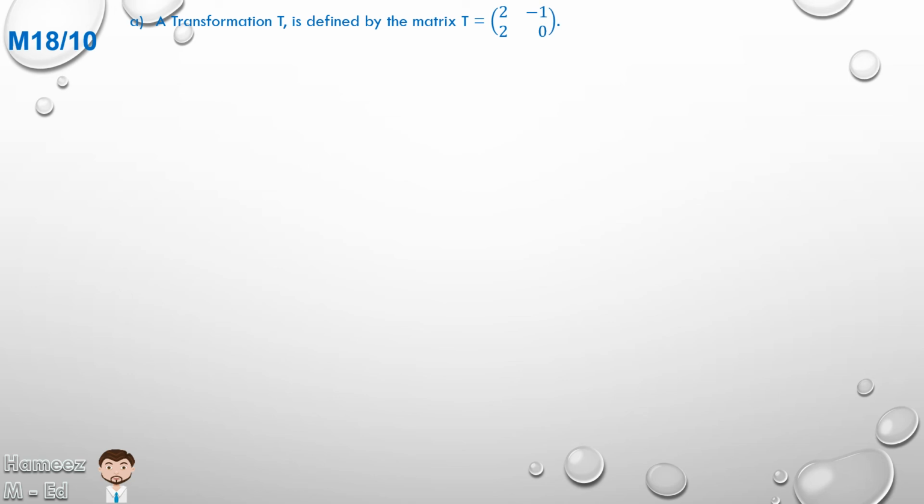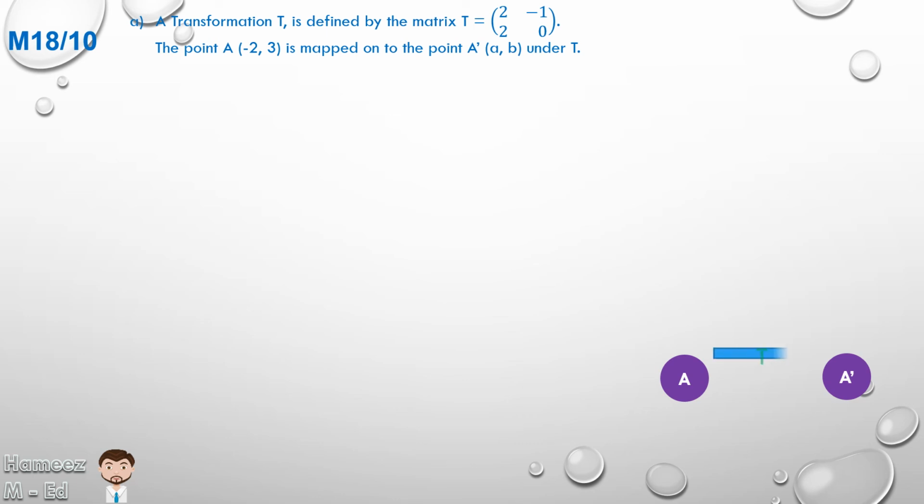May 2018, number 10. A transformation T is defined by the matrix T equals [2, -1; 2, 0]. And when we say a transformation, it's similar to rotation or reflection. The point A(-2, 3) is mapped onto the point A prime, which we don't know. We don't know its x and y values, and they're represented by a and b under the transformation T. So find the values of a and b in part 1.